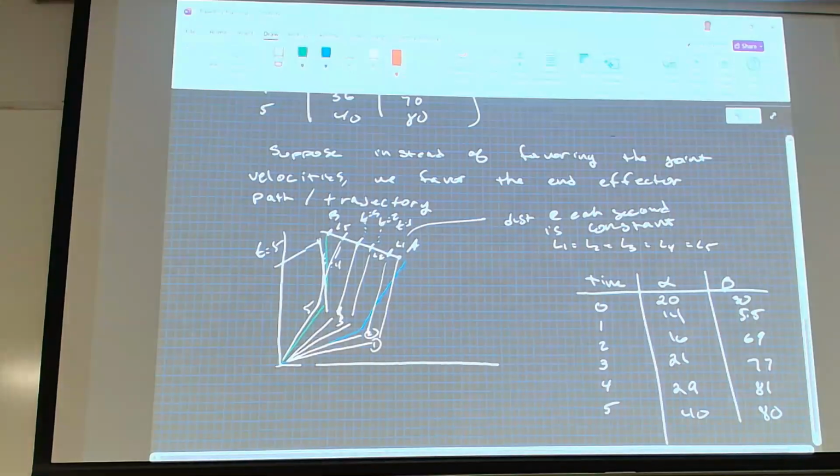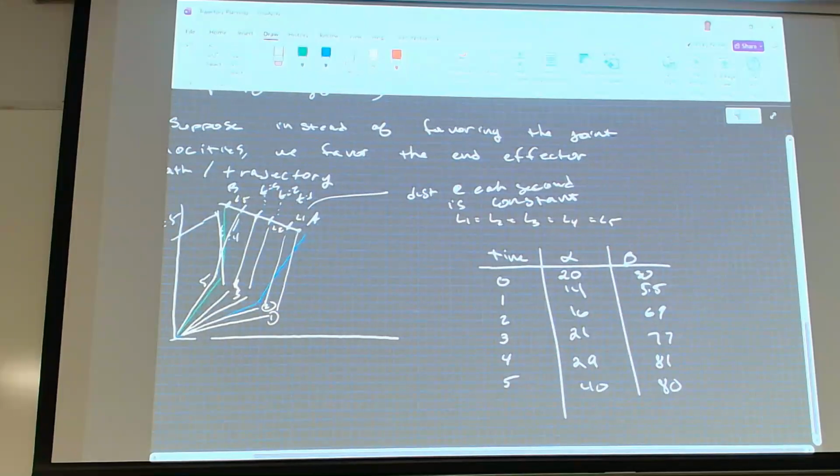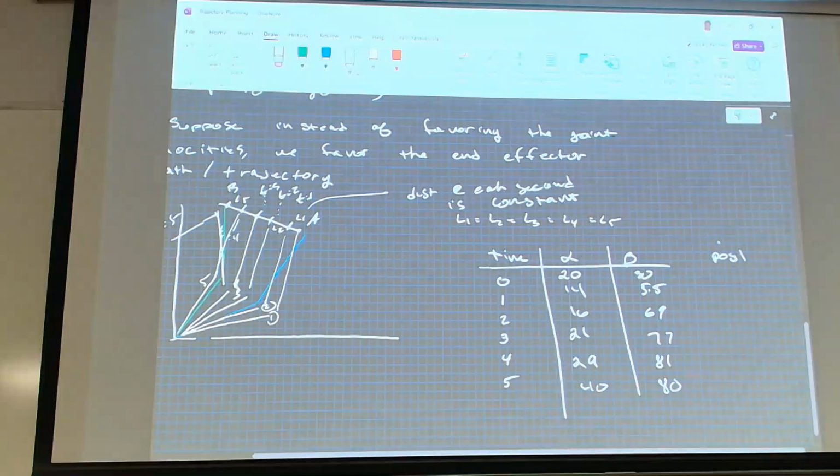Now, what's important, so this is our positional, right? This is our positional displacement. Our joint positional displacement.